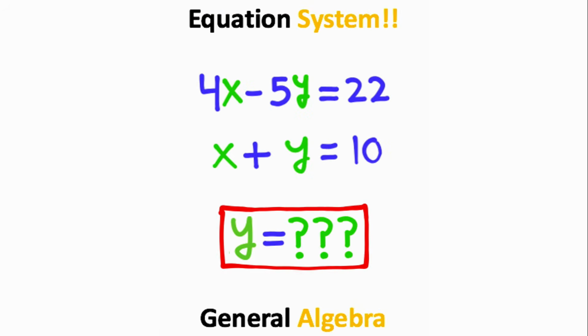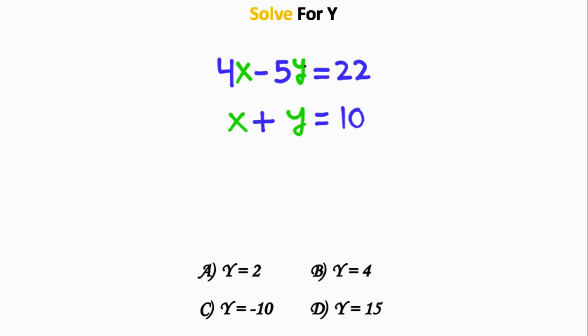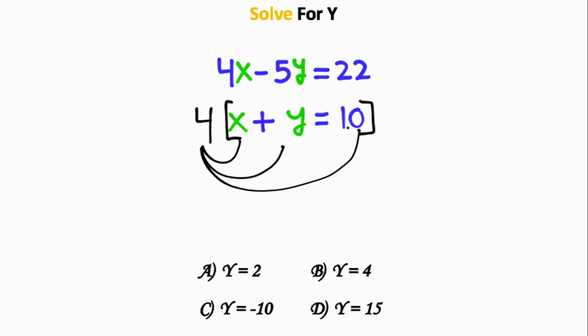Now in this math problem we have a system of two equations, and we're looking to solve for y. How can I go about doing this? Well, the way I'm going to solve this problem is by using the elimination method. So I'm going to take this entire bottom equation that I see here, and I'm going to multiply everything by 4. So we'll have 4 times x plus 4 times y equals 4 times 10, which is 40.